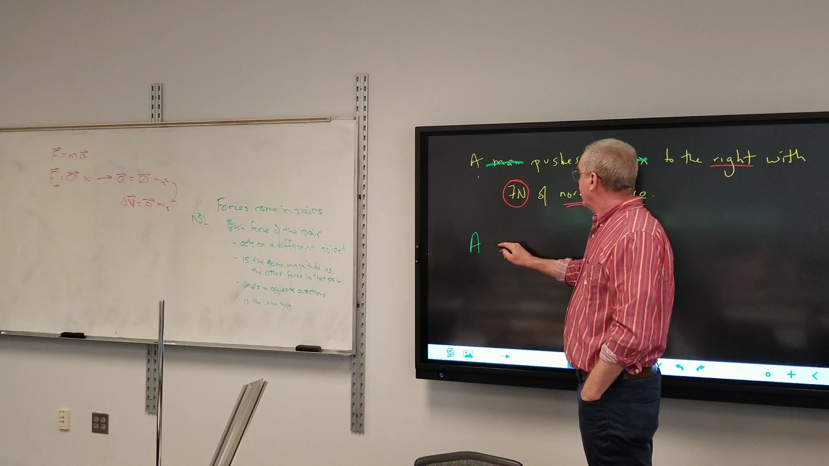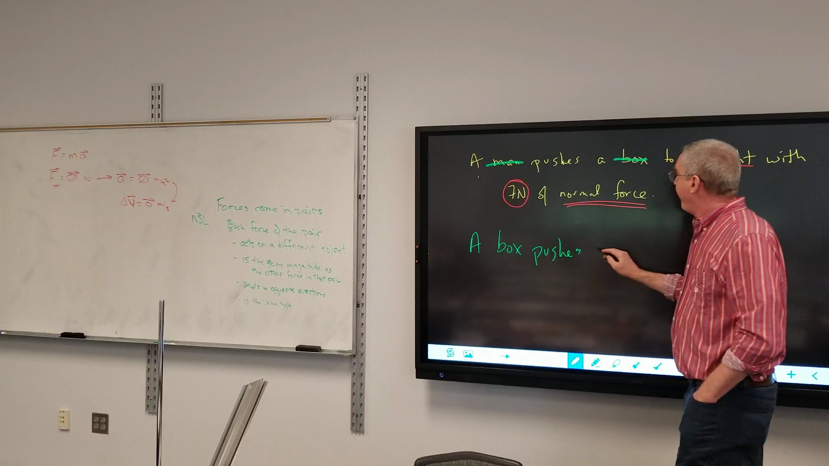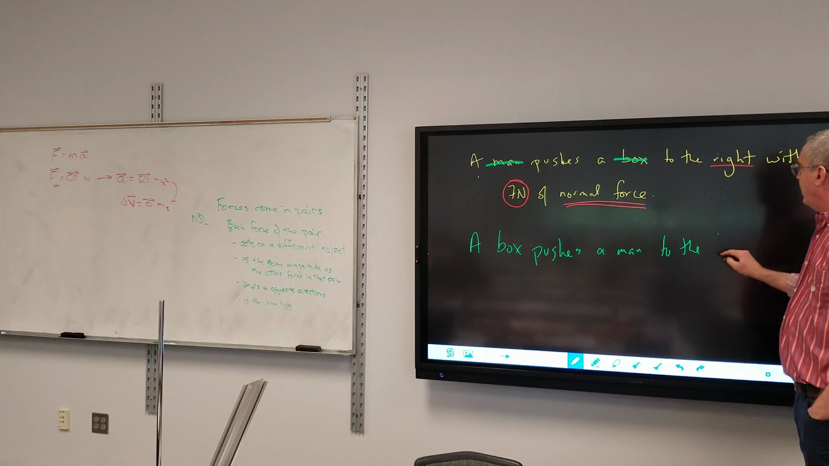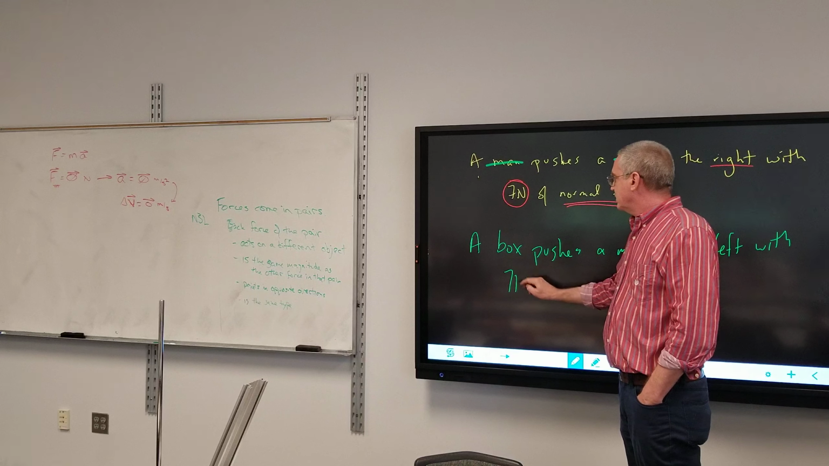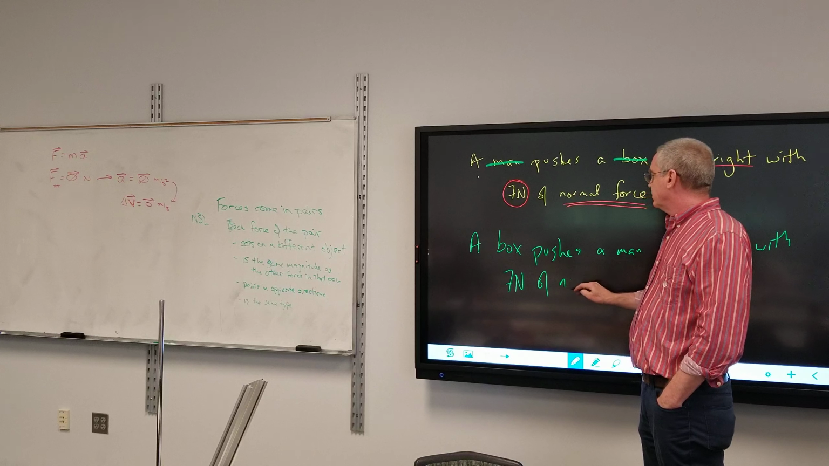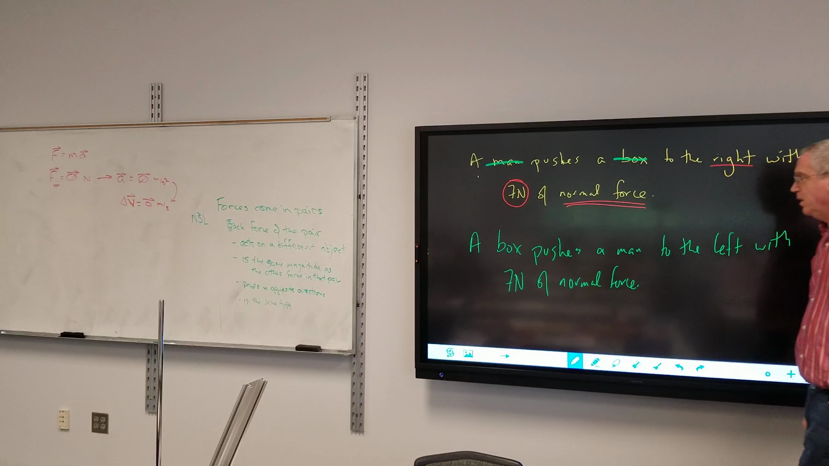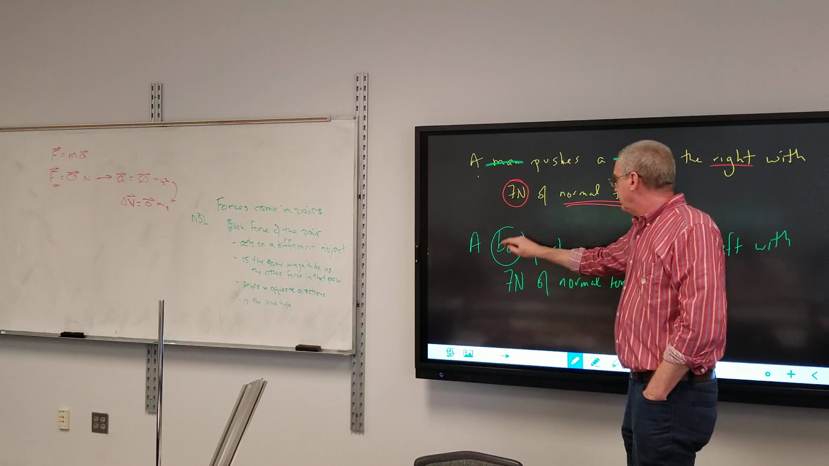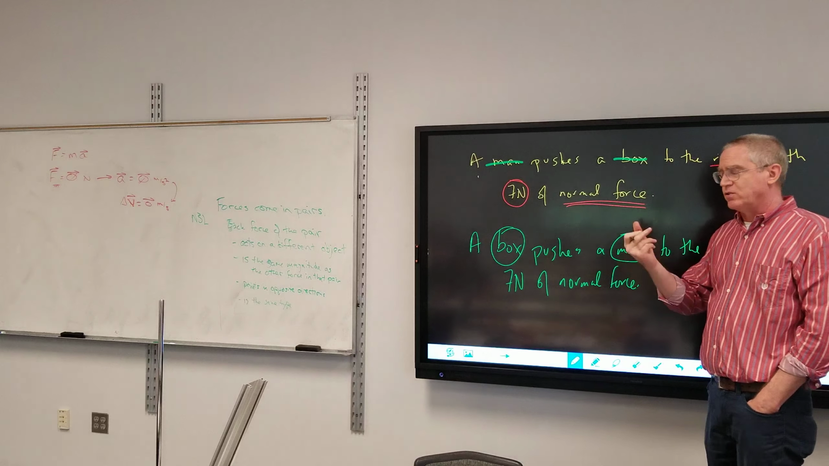So a box pushes a man to the left with 7 newtons of normal force. I still have the same objects. All I've done is just flip them, and when I flip them, I flip the direction. That's as simple as that.